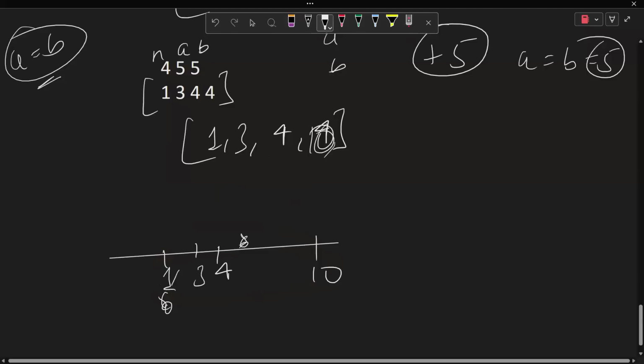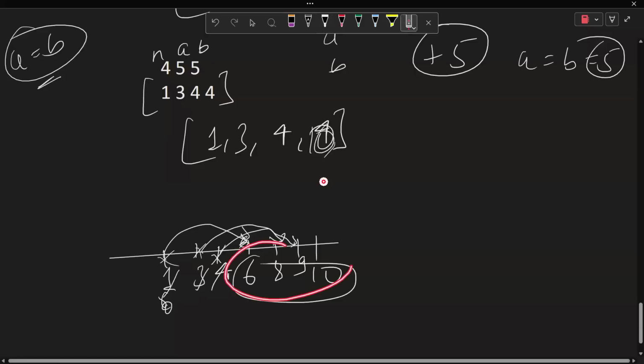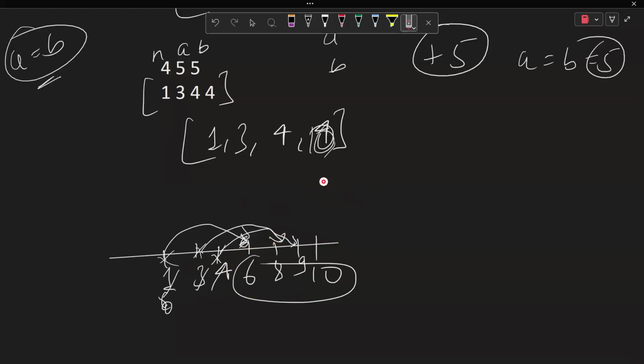So I can make this 1 jump to 6. 6 is somewhere here. I can make this 3 jump to 8, 4 jump to 9. So I can now cut these values and make them jump to here. Now the range has become 10 minus 6, which is 4. We have reduced the range. So basically, to reduce the range, we need to bring the values closer to each other.